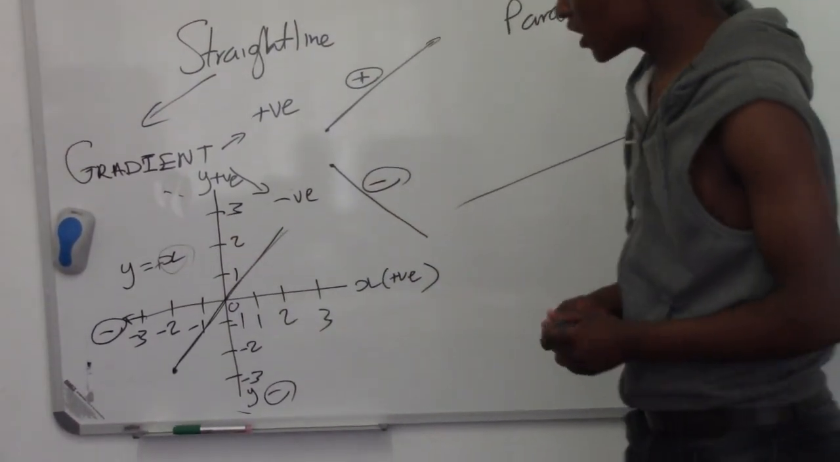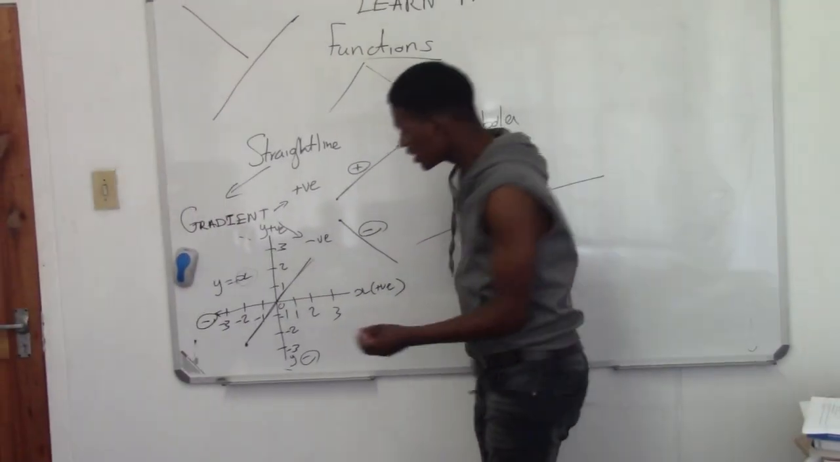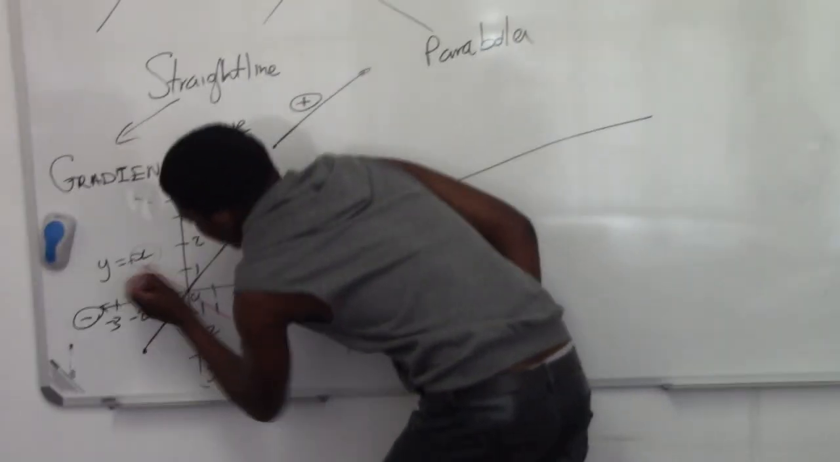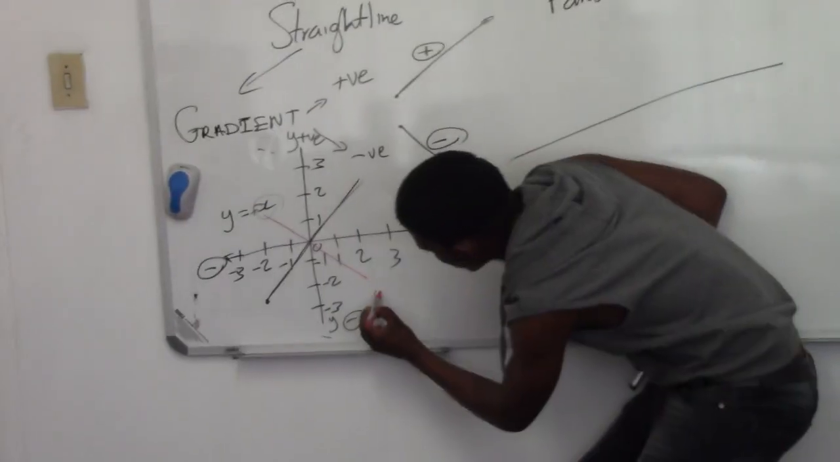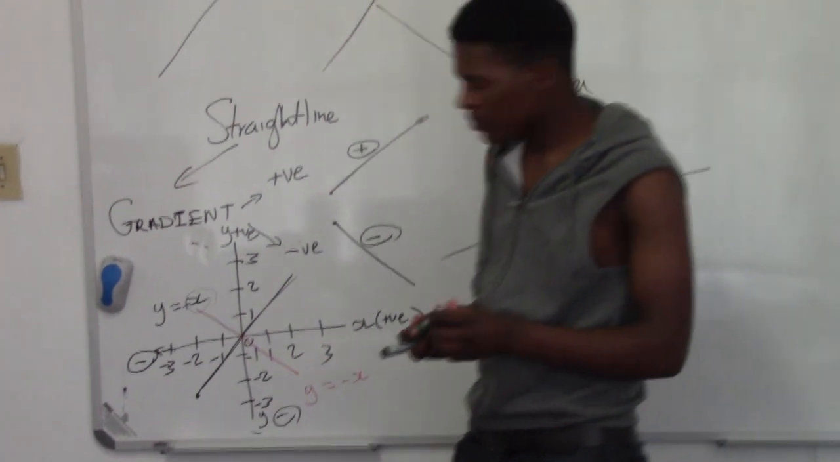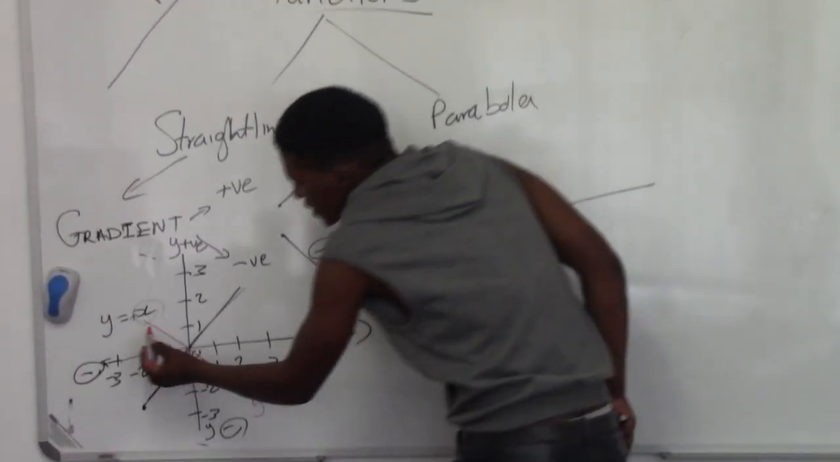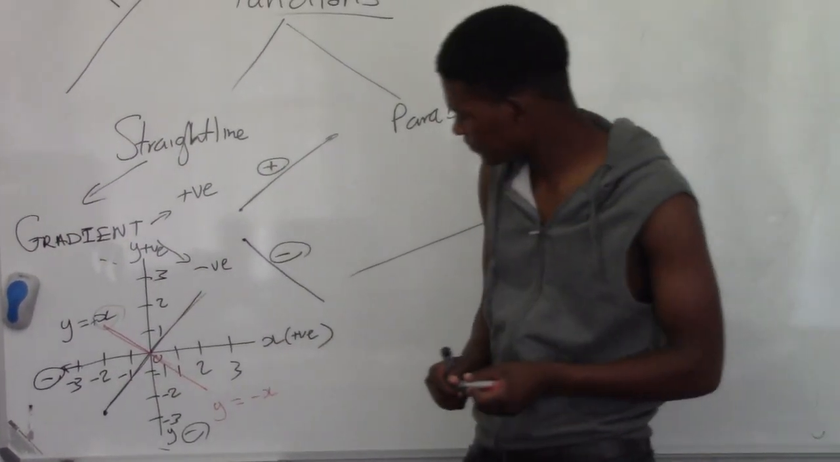x. Now, let me try to use another color. Let's say I'm having my line like this. If my line is like this, I will have y is equal to negative x. Why? Because I told you that a negative gradient decreases. I will move from here and decrease, go downwards. Do you understand?